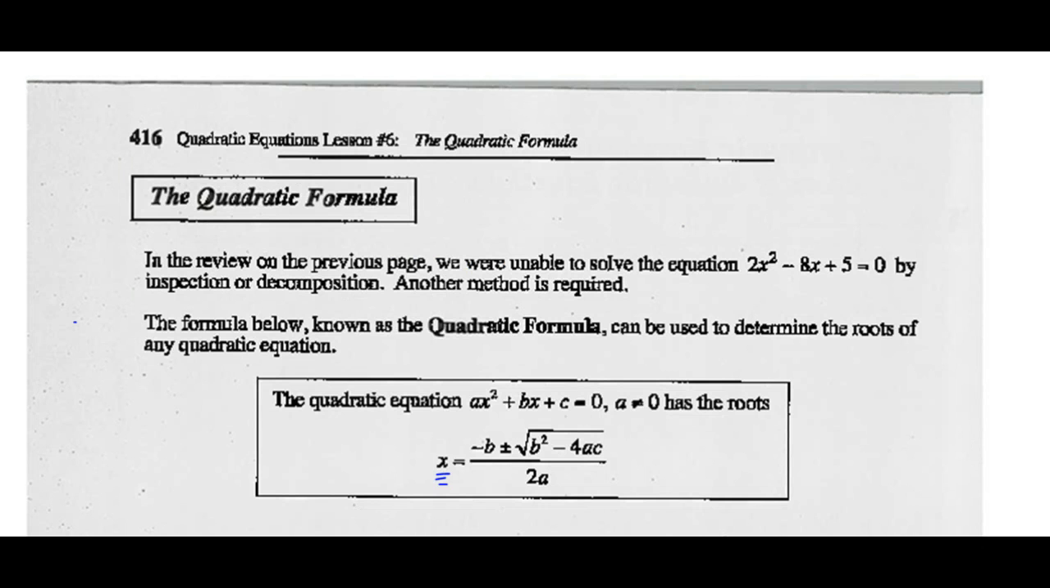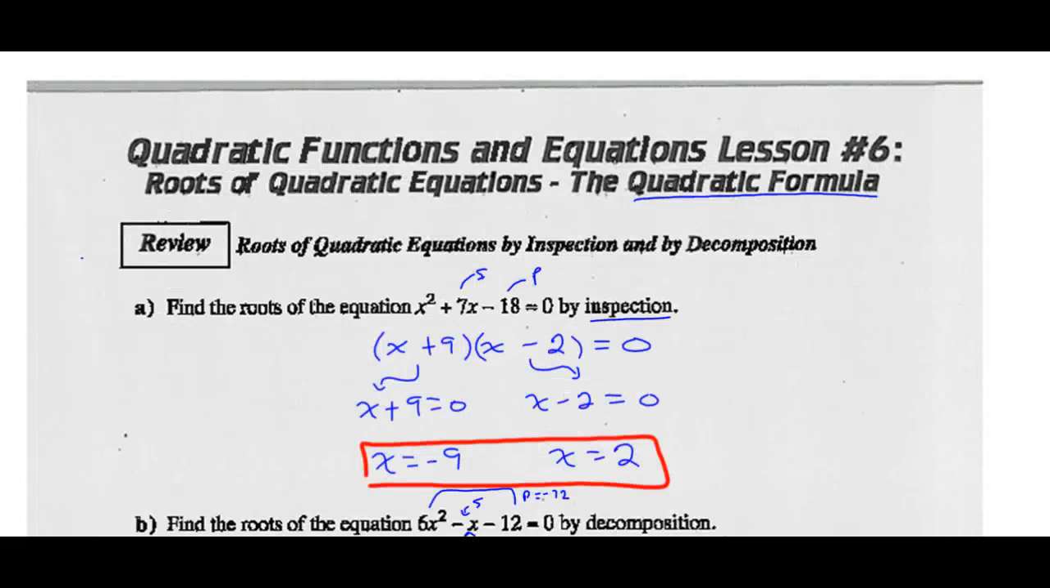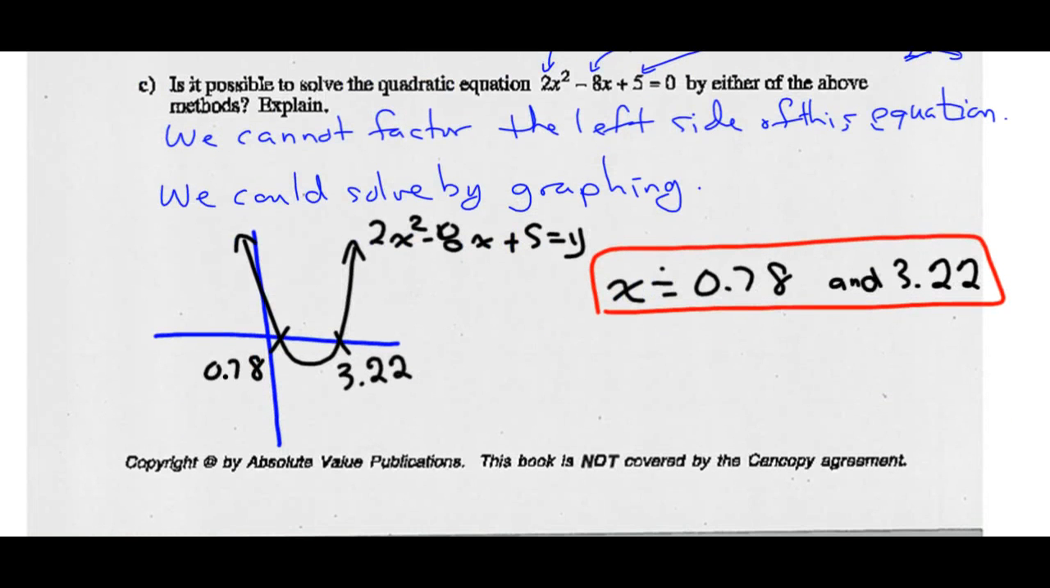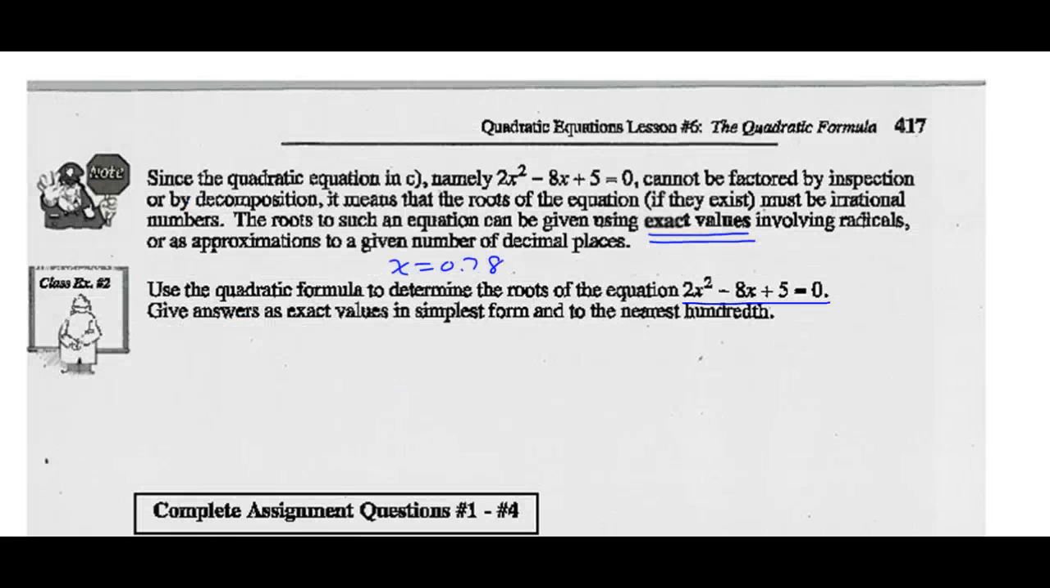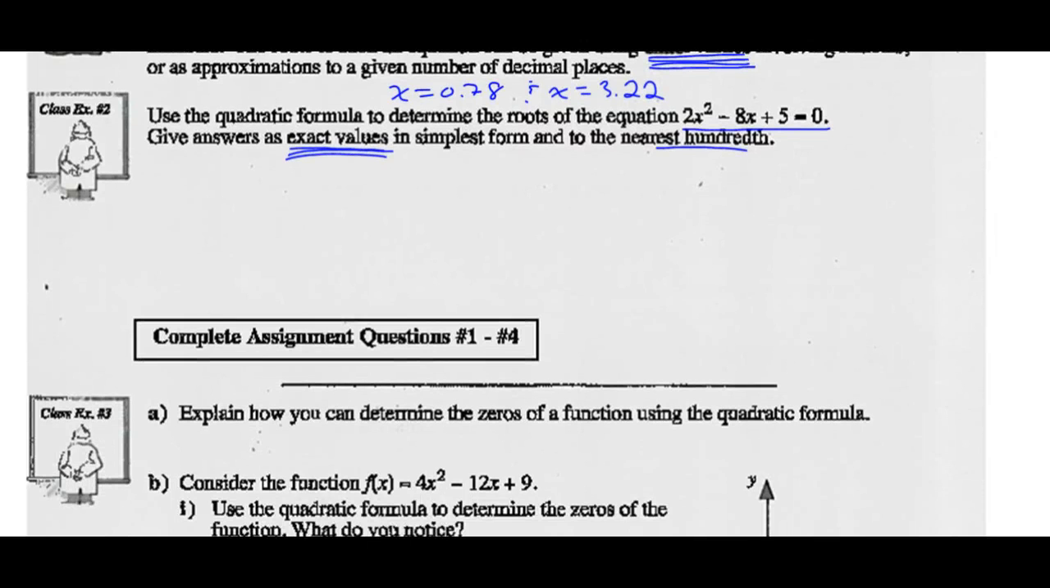We found that x is 0.78 and 3.22. So using our graphing calculator, we found out x is 0.78 and 3.22. But those are approximations. They are not exact values. So if I want the answer as an exact value, I must use the quadratic formula. Graphing will only give me the answer to maybe the nearest tenth or hundredth or thousandth. I have to round it. So let's figure out what the exact values of the solutions are for this quadratic equation.